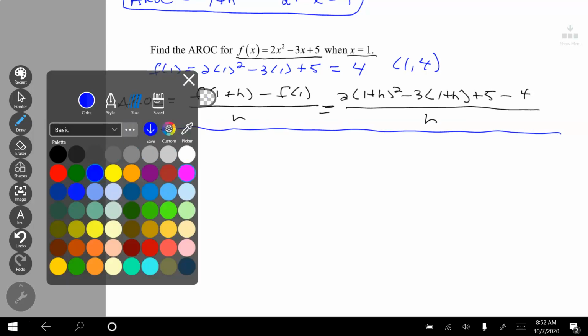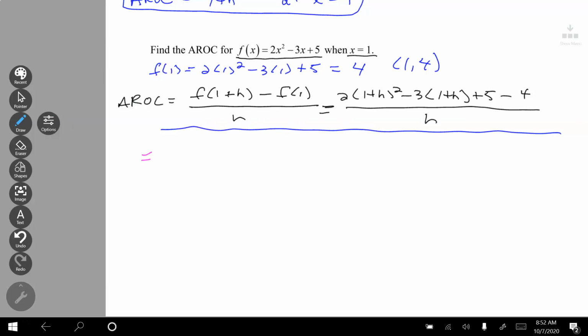I'm going to expand this out. Equals, well, (1 plus h) squared we just did earlier was 1 plus 2h plus h squared, so now it's going to be times 2. It's going to be 2 plus 4h plus 2h squared. Distribute that negative 3. And then I have all this all over h.